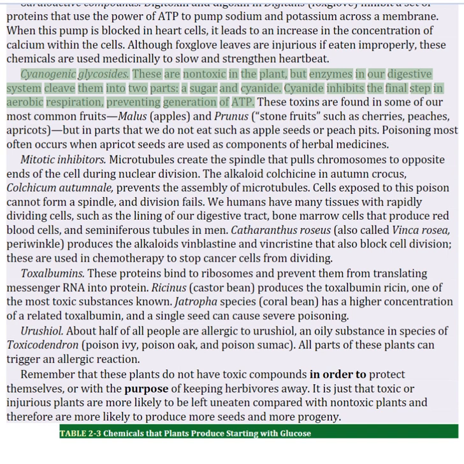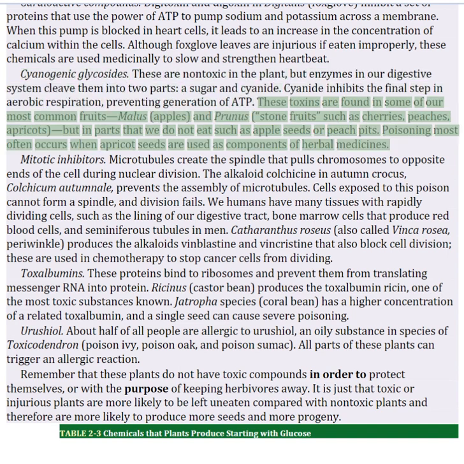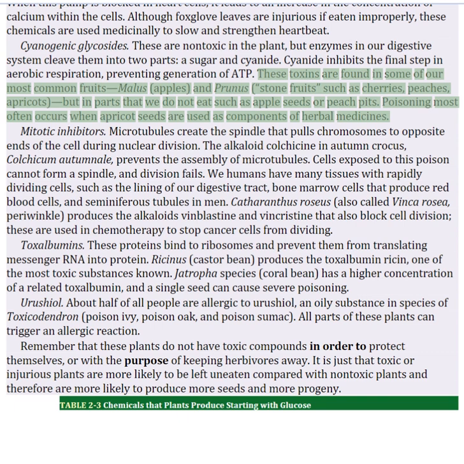Cyanogenic glycosides. These are non-toxic in the plant, but enzymes in our digestive system cleave them into 2 parts, a sugar and cyanide. Cyanide inhibits the final step in aerobic respiration, preventing generation of ATP. These toxins are found in some of our most common fruits, Malus and Prunus, but in parts that we do not eat such as apple seeds or peach pits. Poisoning most often occurs when apricot seeds are used as components of herbal medicines.